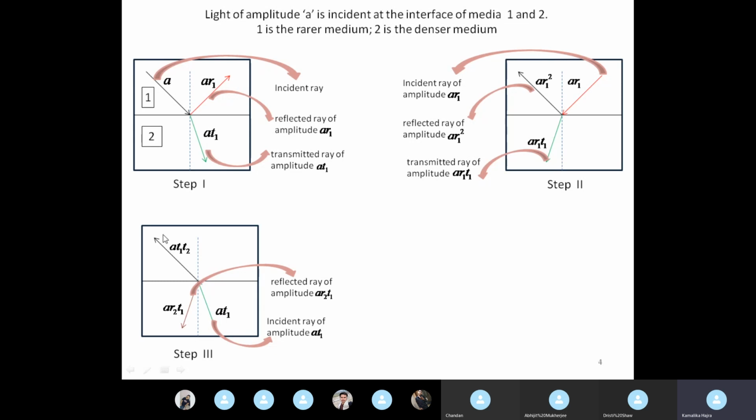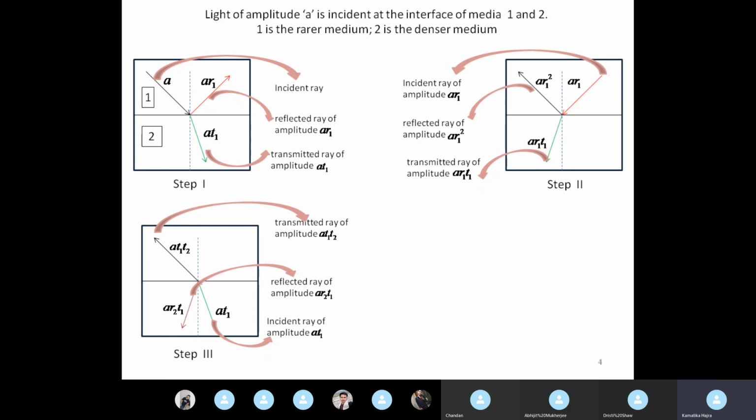Transmitted into medium 1. So now transmission is taking place from 2 to 1. So T2 will be the new transmission coefficient. T2 fraction of the incident ray will be transmitted. So T2 fraction of AT1. So the new transmitted ray is of amplitude AT1 T2.